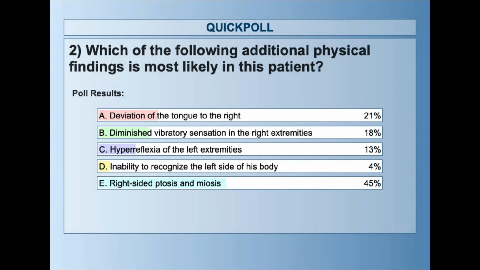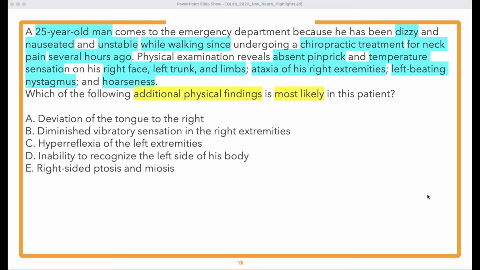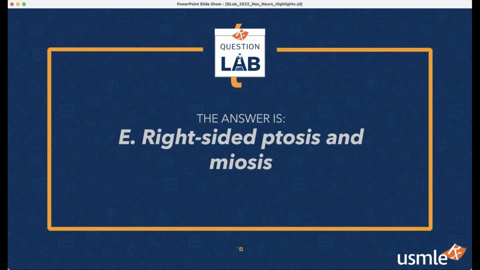Let's go ahead and hide the results and share the correct answer. And the correct answer is answer choice E, right-sided ptosis and meiosis. Great job, guys. You guys are off to a really nice start tonight. If you didn't get this one right, that's okay. We're going to walk through it right now. Paris?